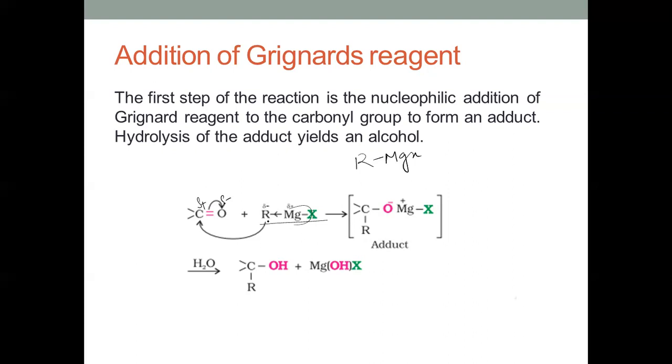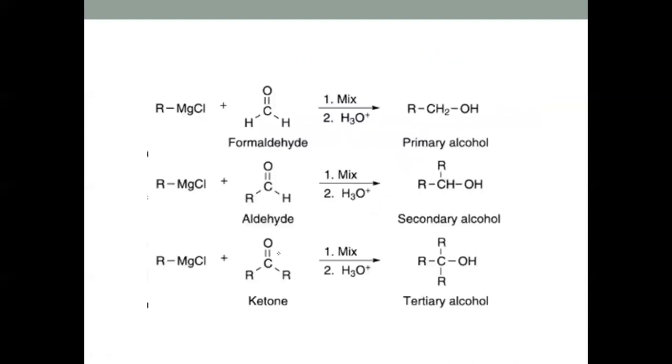So the nucleophile, that is R minus, will attack this electrophilic carbon. Attack will occur on this carbon atom, resulting in the formation of this adduct. R goes to this carbon atom and O will get the MgX. So this is an adduct which on hydrolysis will give you the alcohol. This is the nucleophilic addition reaction of Grignard's reagent occurring on carbonyl compounds.